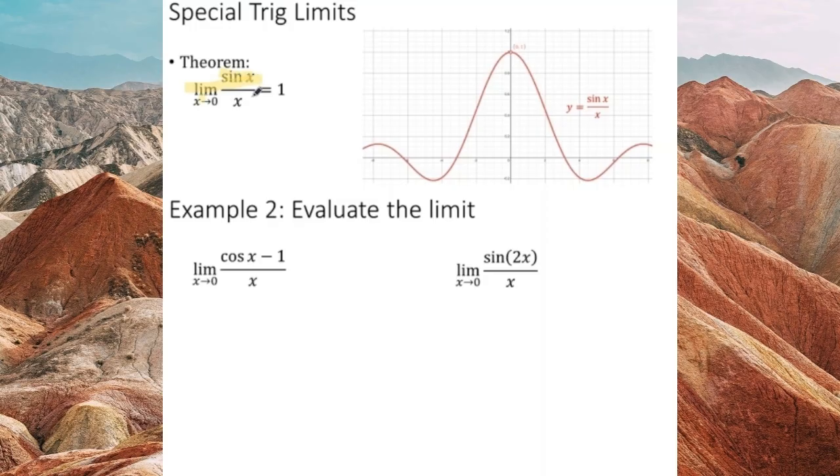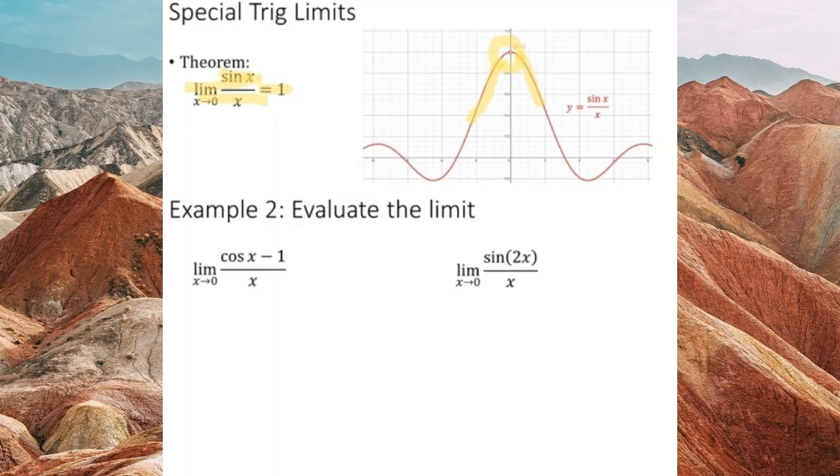That is, the limit as x approaches 0 of sine x over x will always be equal to 1. The reason why this is true can be demonstrated on the graph that we have on the right, where we observe that our graph of sine x over x is getting closer and closer to the point 0, 1. So as x is getting closer and closer to 0, sine x over x is getting closer and closer to 1.